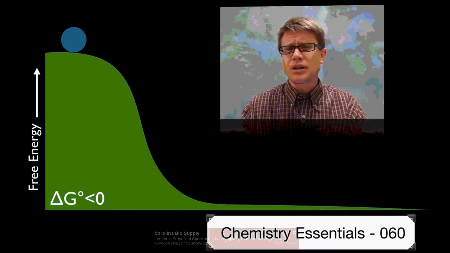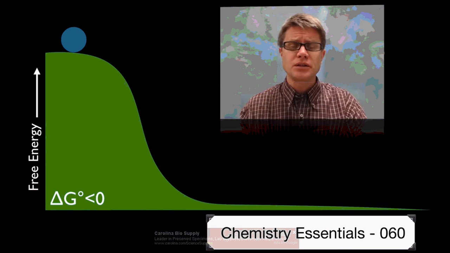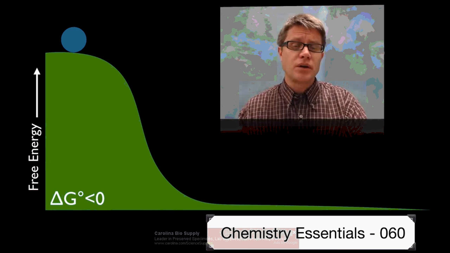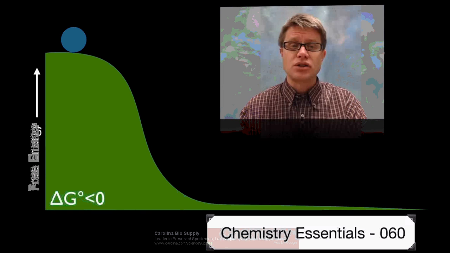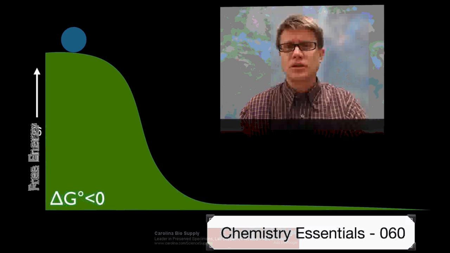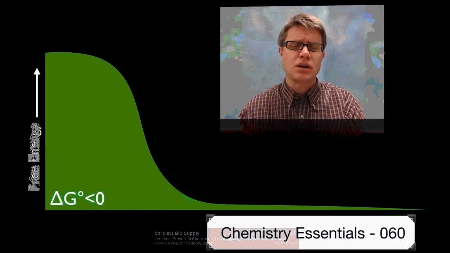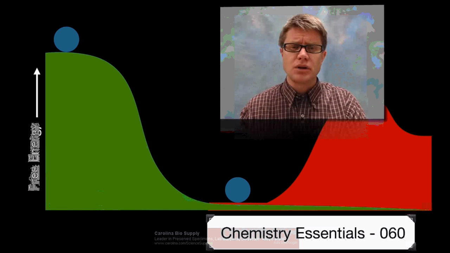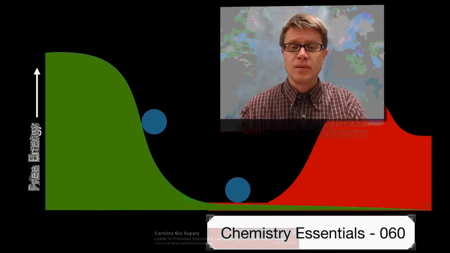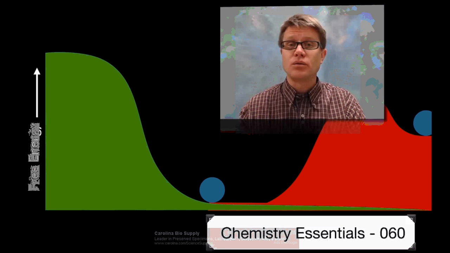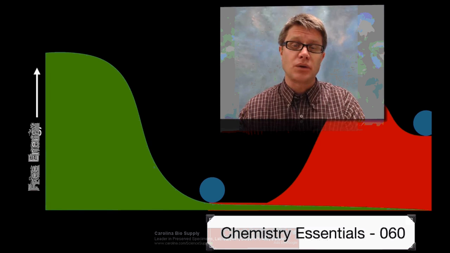Another way we can do it is we can couple it to a spontaneous process. And so if we were to look at an exergonic or an energy releasing process like this, where delta G is less than 0, that's going to be a downhill reaction. So you could imagine if we were to couple those two together, and again, this is just a model, then we could take some of that energy released in that spontaneous reaction and use it in the non-spontaneous reaction.